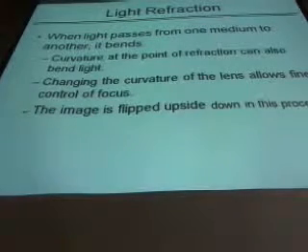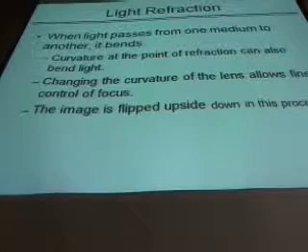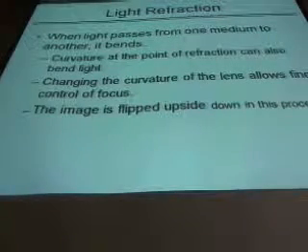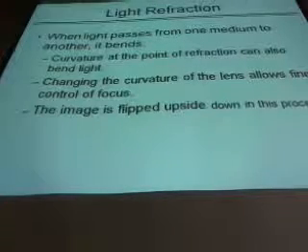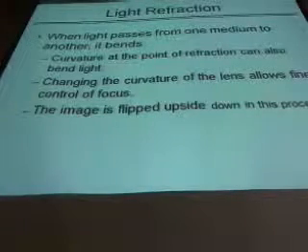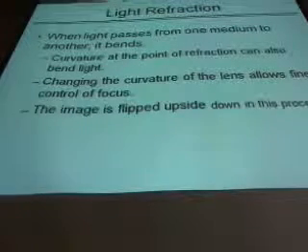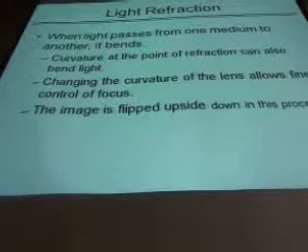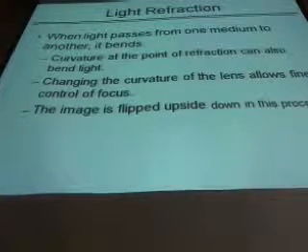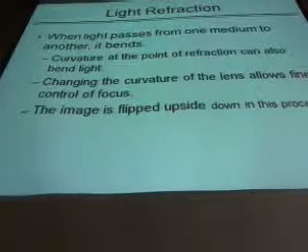Light refraction. We talked about light refraction when we looked at the microscope. As the light enters a different substance, it bends. It's called refraction, and it's measured on a refractive index. Air has a refractive index of 1. Your cornea, your lens, they have refractive indexes of like 1.3 to 1.4.